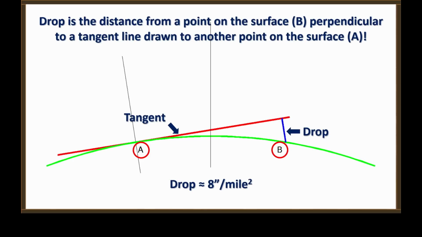So in other words, if the distance between point A and point B is 1 mile, 1 squared is 1, of course, times 8 is 8 inches. But if the distance between A and B were 2 miles, then 2 squared is 4 times 8 is 32 inches of drop, and so forth. So let's see what Right the Hand thinks is wrong with this.